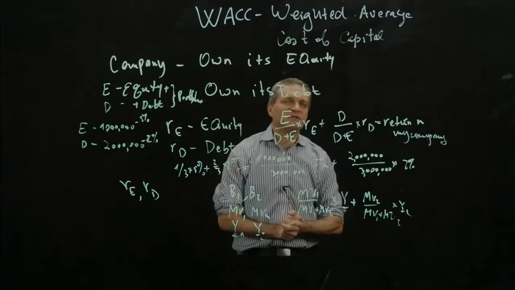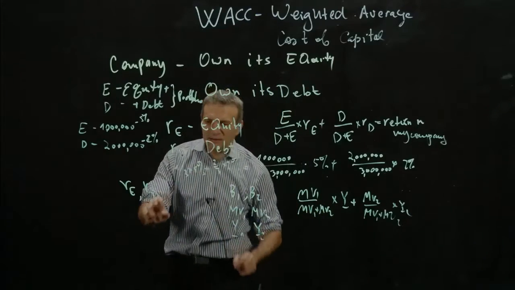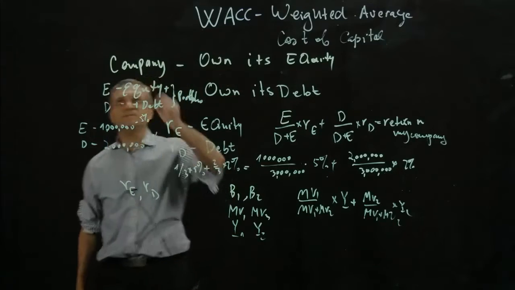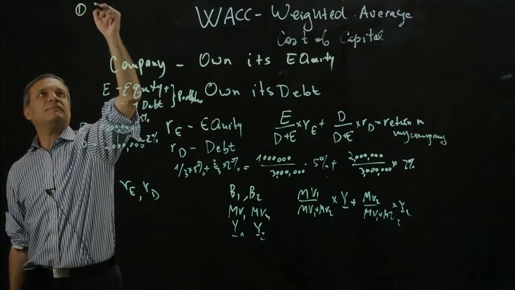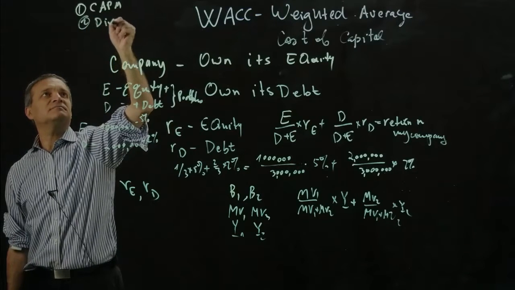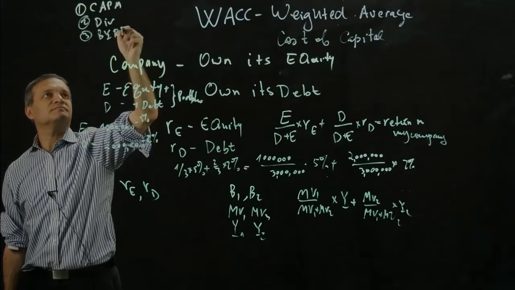We can talk about this next time. I do not want to go into that. Now, I want to talk about the RE. How do I calculate RE? There are 3 ways to do it. The first way, CAPM. The second way, dividends. And the third way is a bond yield risk premium.